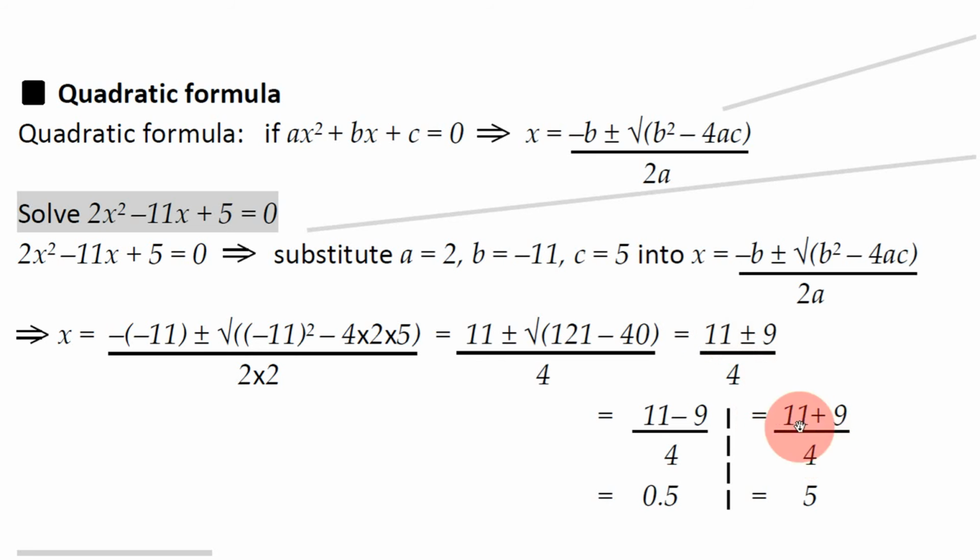The other solution to this quadratic equation, which we started off with here, is 11 plus 9 over 4. 11 plus 9 is 20. 20 divided by 4 is 5. So we've got the two solutions. We've got the two answers to this quadratic equation.